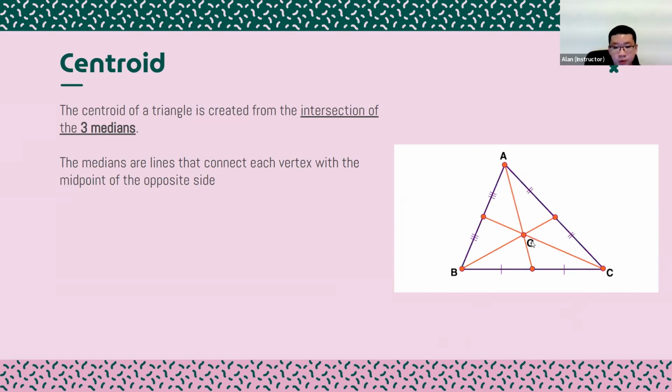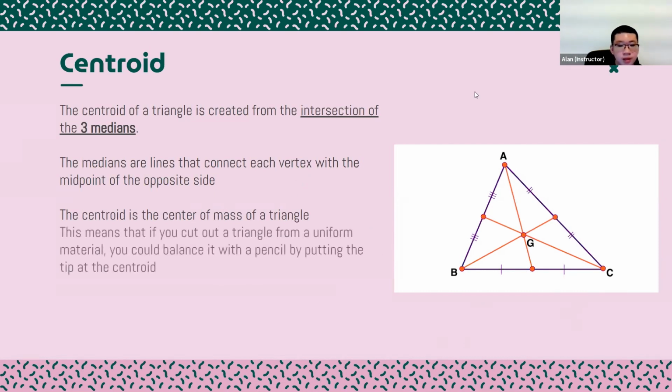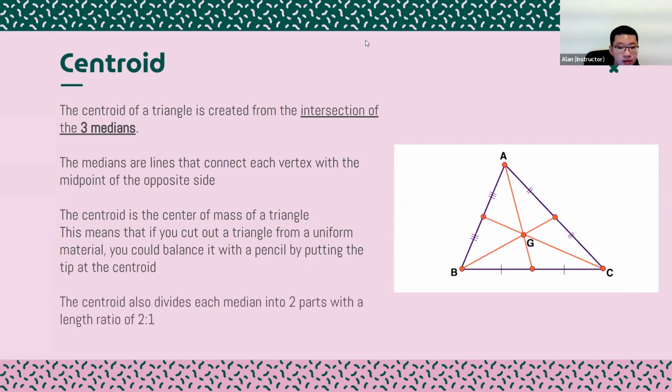And you can see that all 3 medians are guaranteed to meet at one point, and that point is going to be called the centroid. And so it's also the center of mass of a triangle. So that means that if you cut out any specific triangle, you can balance it with a pencil by putting it under the centroid. And it also divides the median into 2 parts with a length ratio of 2:1.